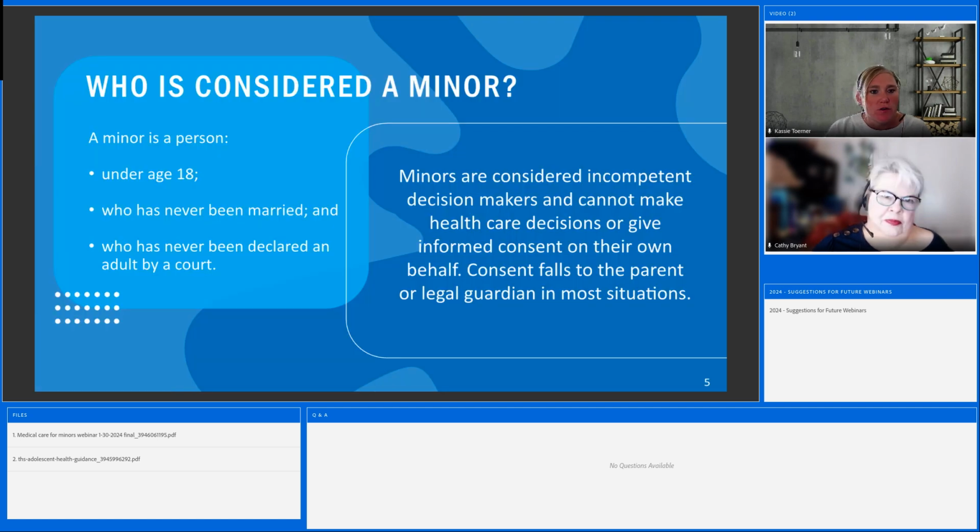Perfect. Thank you, Kathy. So just to get started, I'm sure most of you are aware, but we include the definition of who is considered to be a minor in the state of Texas. A minor is an individual under the age of 18 who has never been married and who has never been declared an adult by the court. Minors are deemed to be incompetent decision makers and therefore unable to make healthcare decisions or give informed consent on their own behalf. There are some exceptions, as with everything, and we'll talk a little bit about those. So generally consent will fall to the parent or legal guardian in most situations.